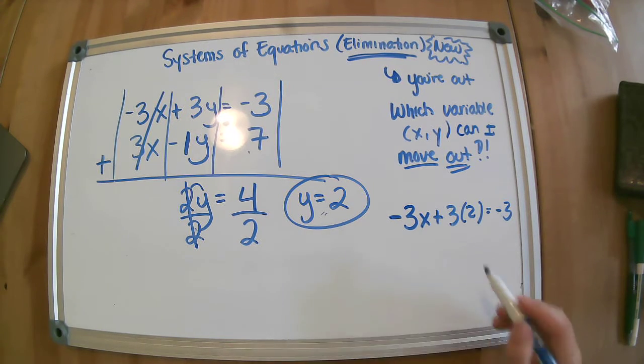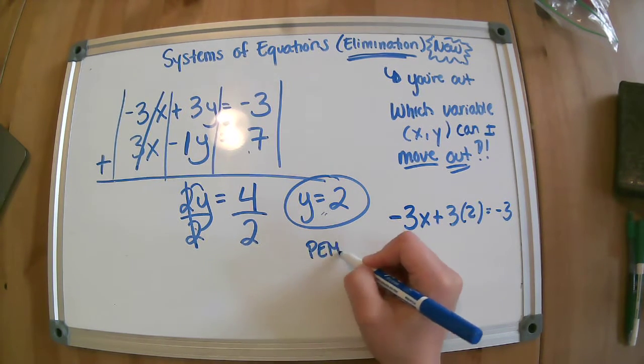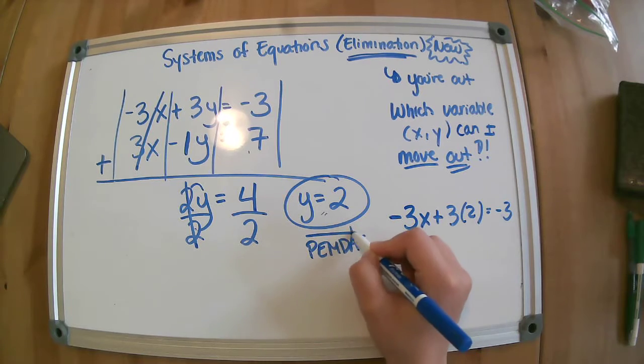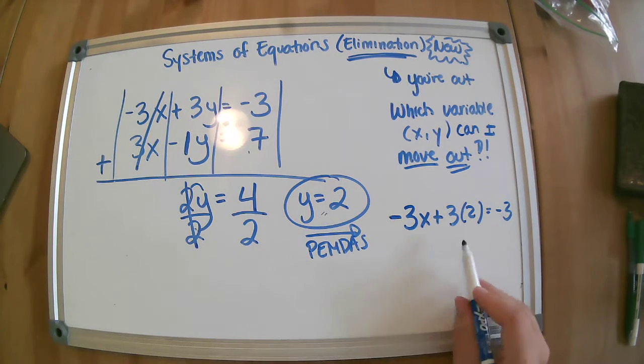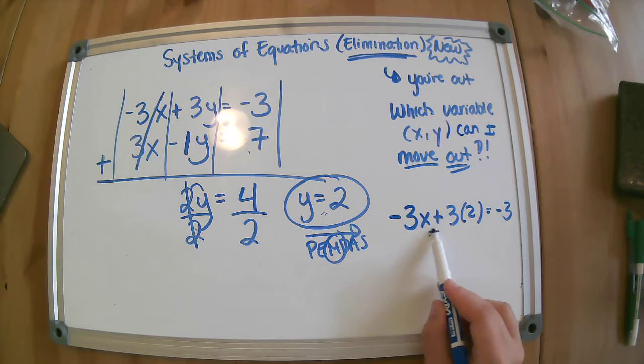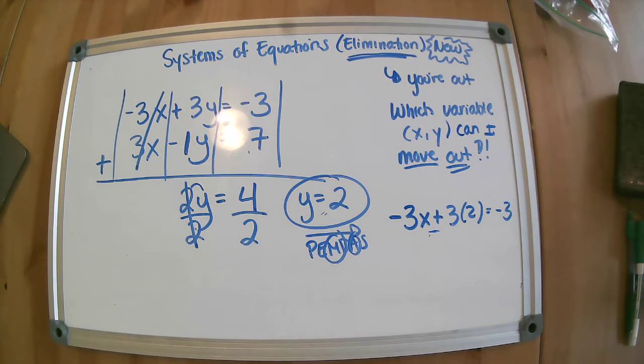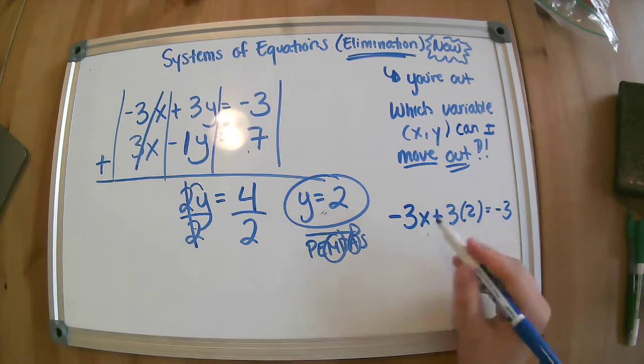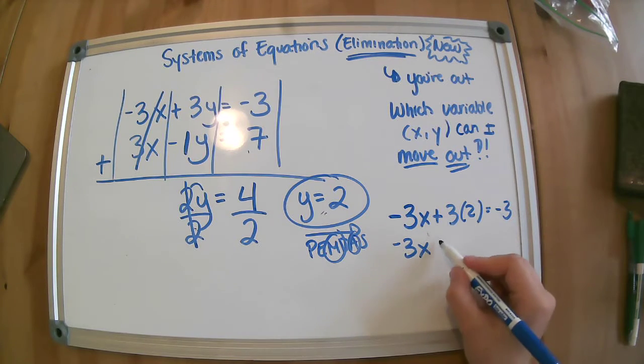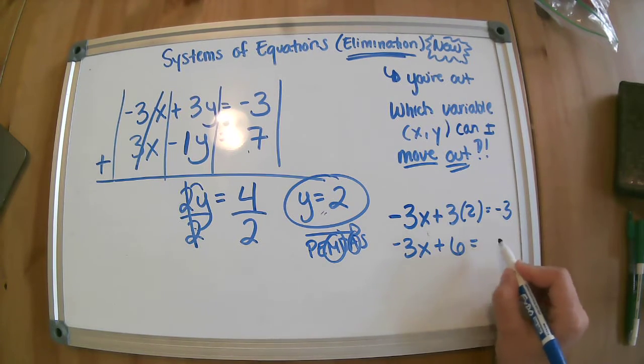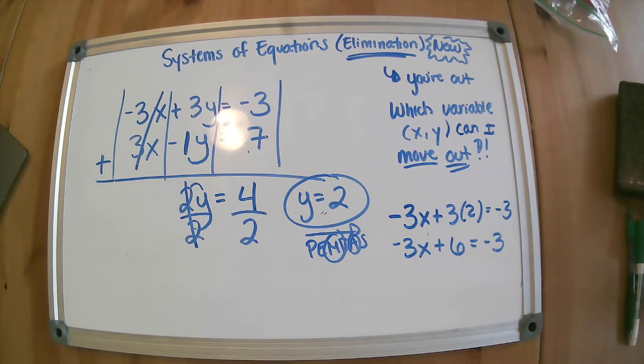All right, now because this is PEMDAS forward, in the normal order that we go, we're going to multiply before we add. So we're going to do 3 times 2, and we get 6. So we get negative 3x plus 6 equals negative 3.